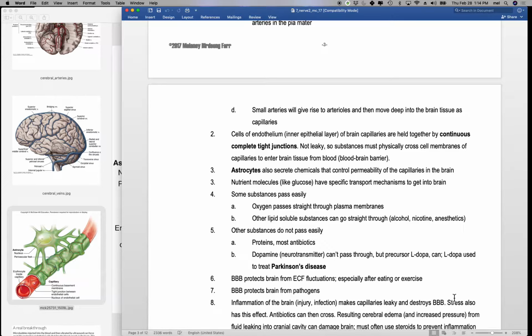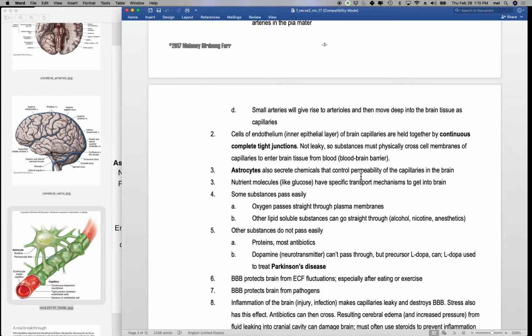So how does stuff get in? Well, stuff gets in because you have a transport mechanism for it. So I can't go between you, but I could go through you if I were glucose and you had a glucose transporter on you, right? So if it's stuff that you need, like glucose and amino acids, there are going to be transporters on the capillaries to get it in. Other substances don't have to ask permission. Oxygen is lipid soluble. It diffuses straight in down its concentration gradient.